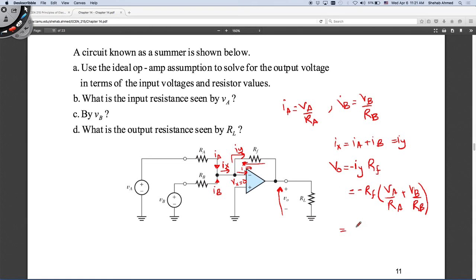I can rewrite it, the way they rewrite it is minus VA RF over RA minus VB RF over RB. Not clear? Oh, sorry.